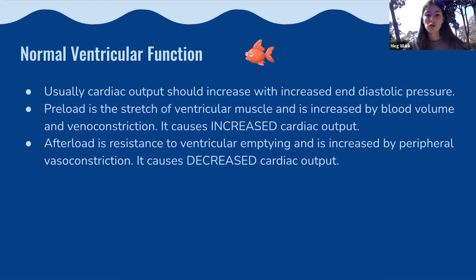Preload is what we call the stretch of ventricular muscle that is increased by blood volume and vasoconstriction. And if you have increased preload, it results in increased cardiac output. Afterload is resistance to ventricular emptying. So this is increased by peripheral vasoconstriction or anything from around the rest of the body that prevents the heart from pumping as hard. So this will cause decreased cardiac output.